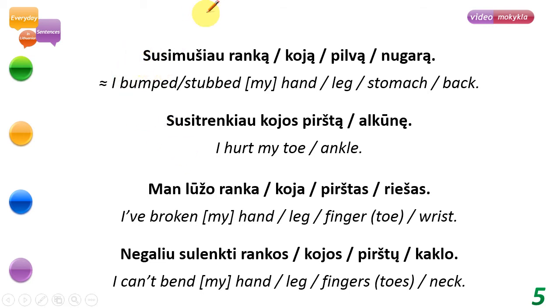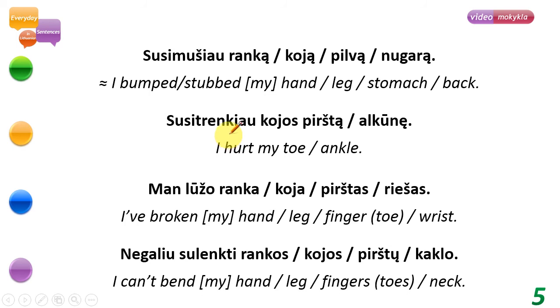So, susimušiau ranką. Susimušiau ranką. I bumped my hand, or I stubbed, or I hurt. Susimušiau koją. I hurt my leg. Susimušiau pilvą. I hurt my stomach. Susimušiau nugarą. I hurt my back.